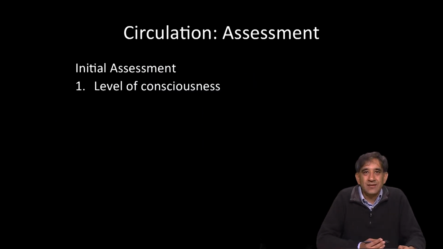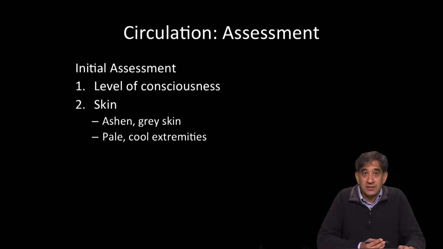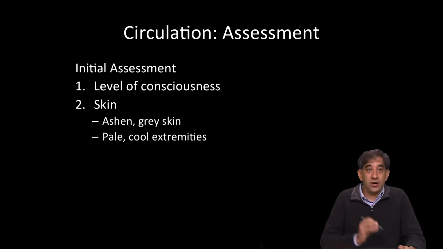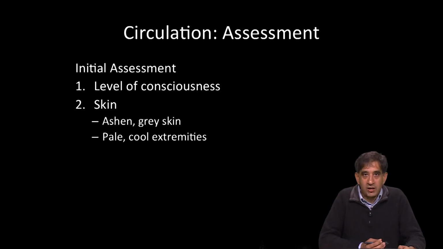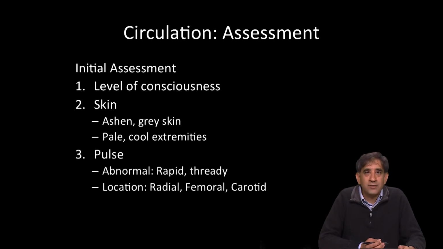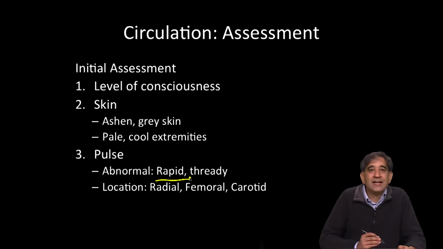When we're assessing circulation, we want to assess the patient's level of consciousness. We want to assess their skin. Is it ashen or gray, suggesting shock? Are their extremities cool or pale, again, suggesting shock? Is their pulse abnormal? Is it rapid, or are they tachycardic? Is it thready or difficult to palpate?